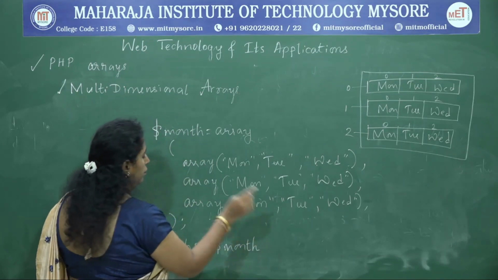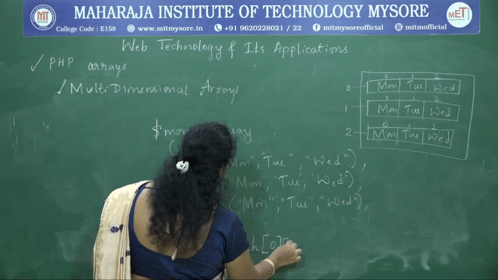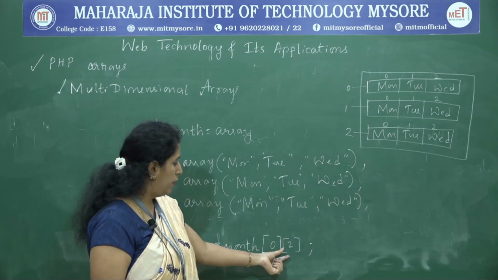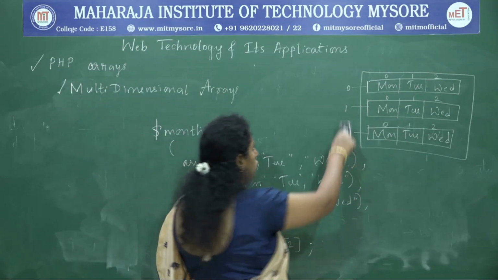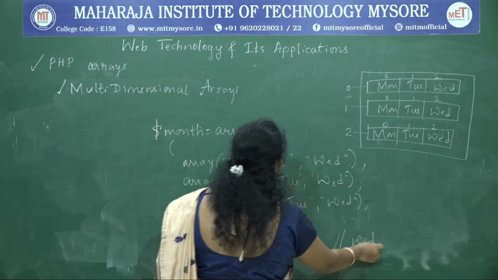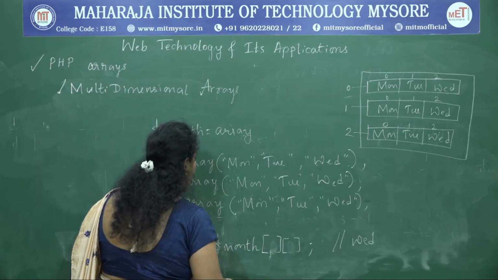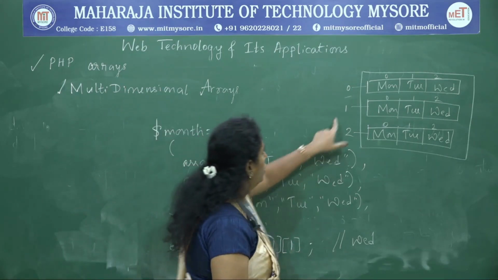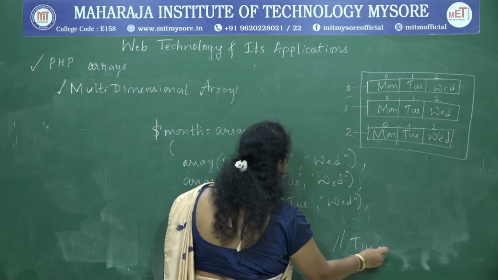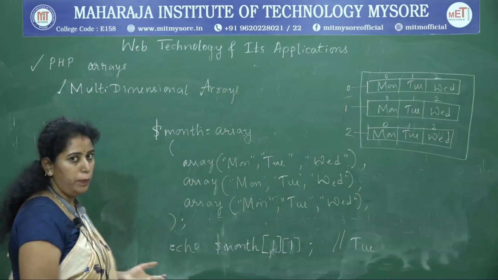Month. What happens? This represents rows and this represents columns. So, in the 0th row, second column, what is the element present? Wednesday. So, that results in Wednesday. I will change it now. First row, first column. What is the element found in the first row, first column? Tuesday. This is how you can make use of a multi-dimensional array in PHP.